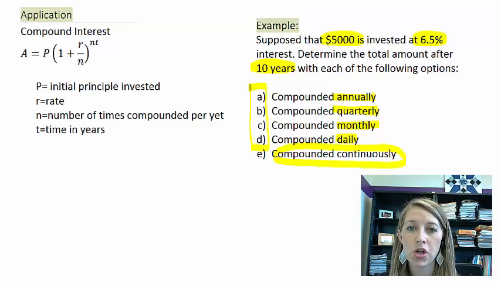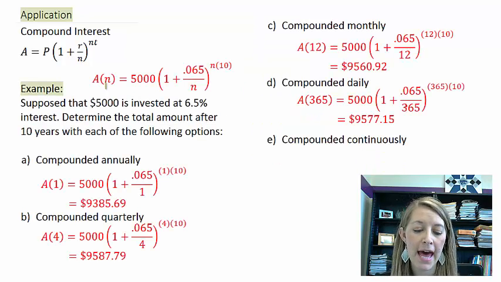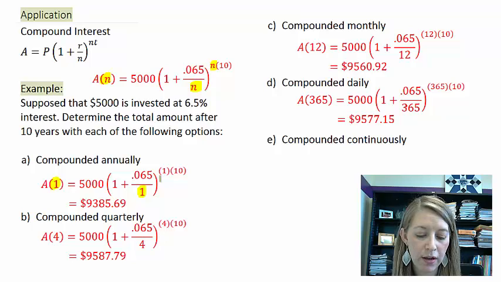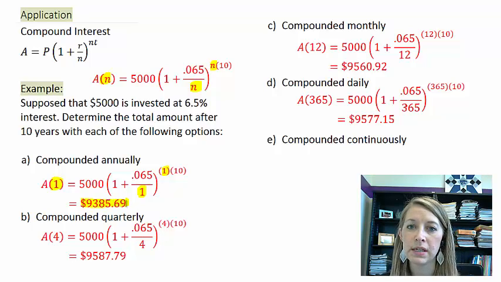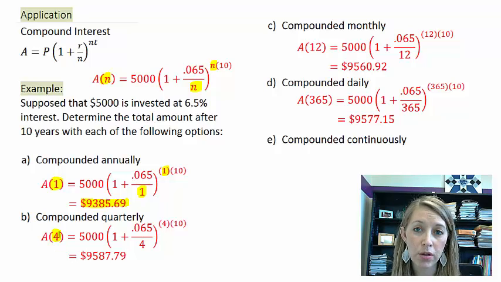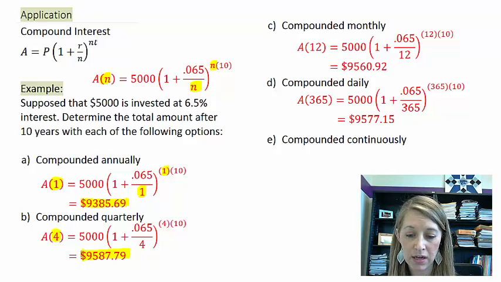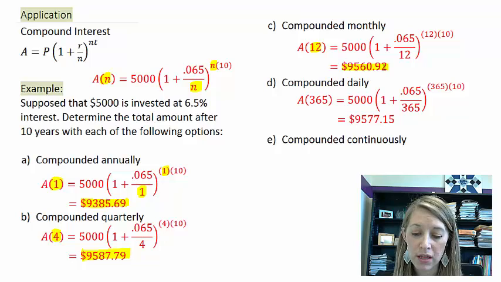All right, so at this time you should have worked through parts A through D, and here's the formula that you should have had. The variable that varies in this one is the number of times it's compounded, and so that's why we have n as unknown, and that's why we substitute it in for all of these places. If it's compounded annually, or one time, we get $9,385.69. If it's compounded quarterly, or 4 times a year, we get $9,587.79. 12 times a year, we get this amount, and 365 times a year, we get this amount.